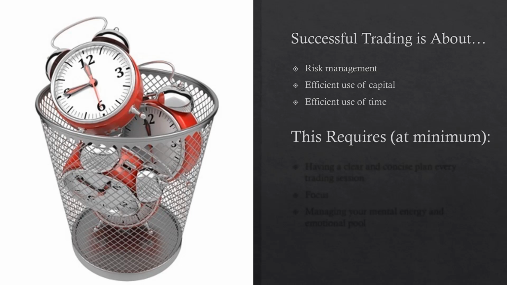Now, to implement all this, if you just take these three components, these three pillars of what successful trading is about, it really requires a couple things. First up, having a clear and concise plan every trading session, because if you don't have a plan, you're not going to have good risk management. You're not going to efficiently use your capital, and you're not going to efficiently use your time.